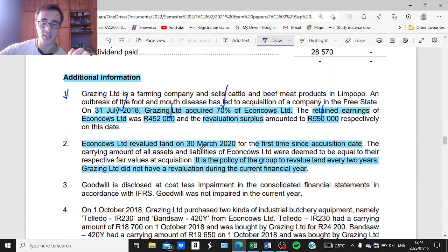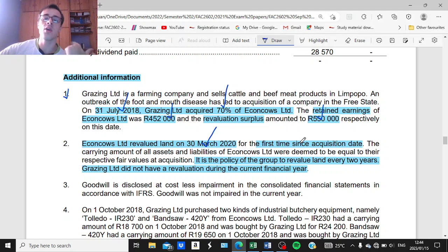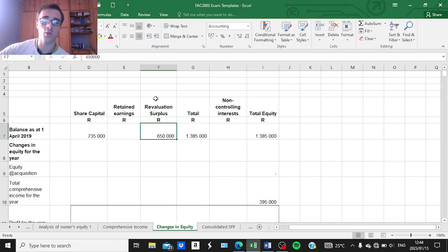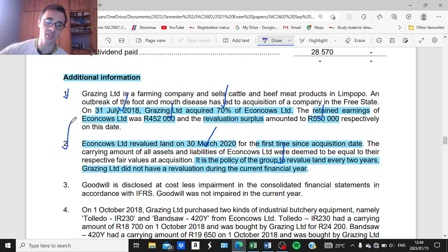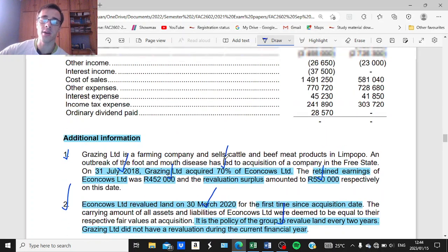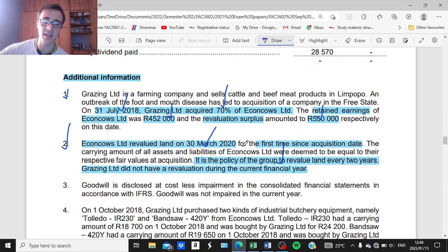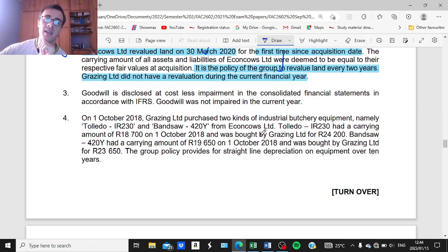All right, so we are done with revaluation surplus. We have calculated the current year's revaluation surplus for the subsidiary. We have showed it in all the relevant consolidated financial statements. And we have determined that the opening balance for revaluation surplus for the group is 650,000, which is the revaluation surplus balance for the parent at year end. The company did not have a revaluation in the current year, so there was no change in that RVS balance for the current year.